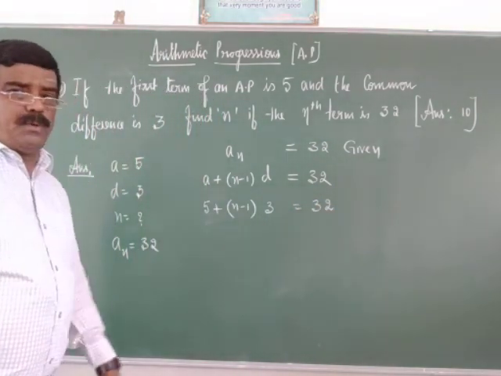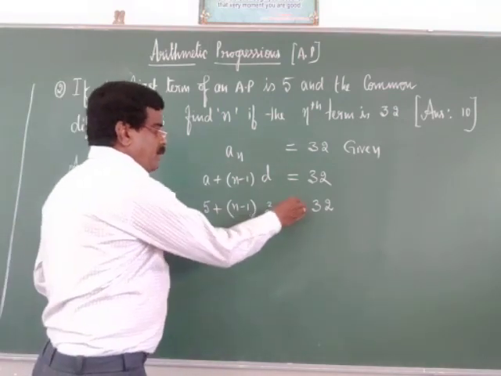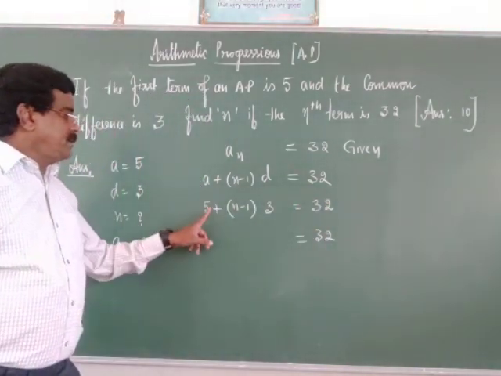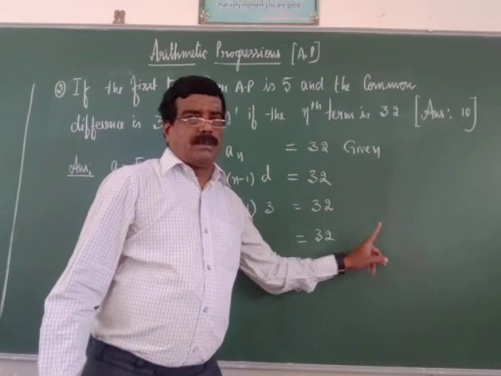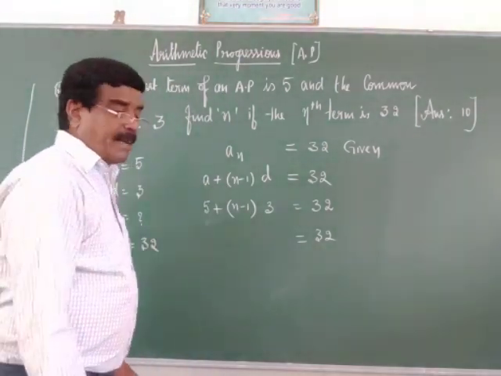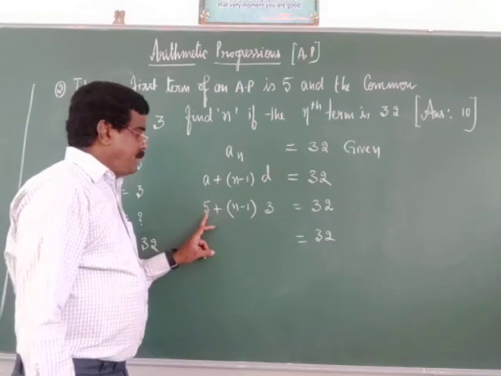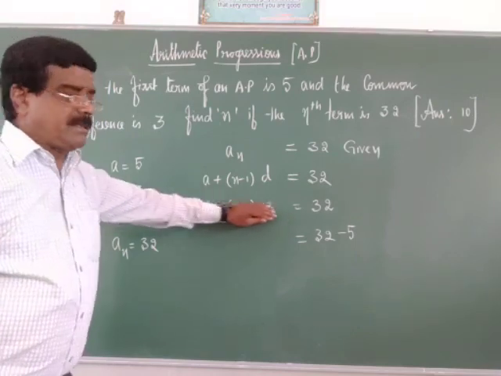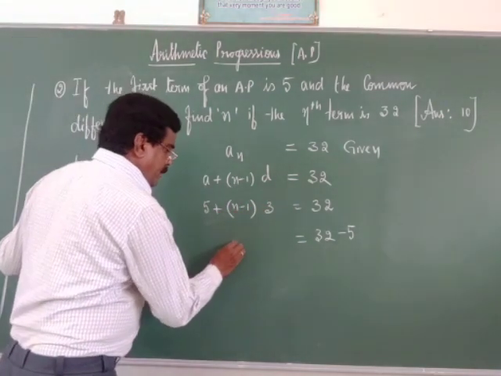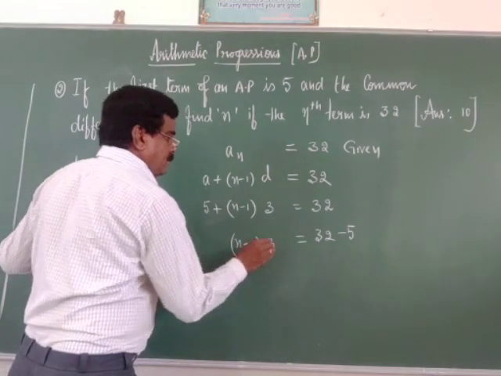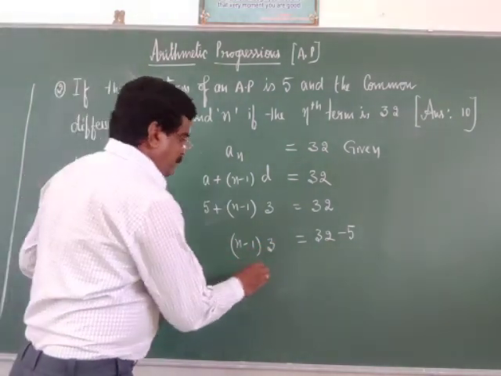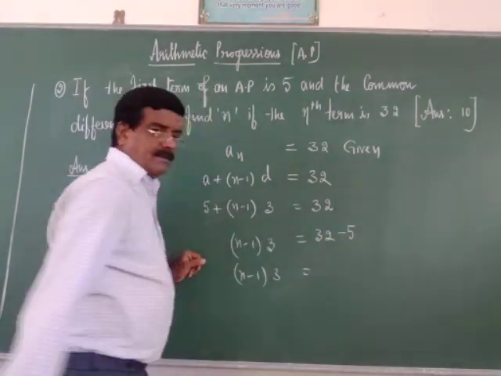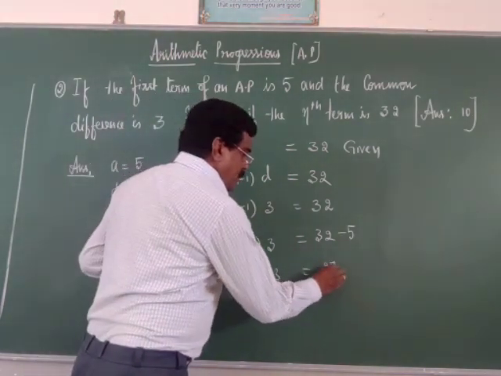Now next thing is transposing the terms. Put equals below equals properly first. Write down this 32 as it is. Now we are transposing this 5 to the right hand side. So it becomes minus 5. See, 5 is there, children. If I transpose, this becomes minus 5. So no 5 term here. Only the remaining term is there, that is n minus 1 into 3. So next step what you will get? N minus 1 into 3 equals 32 minus 5. 32 minus 5 means 27.